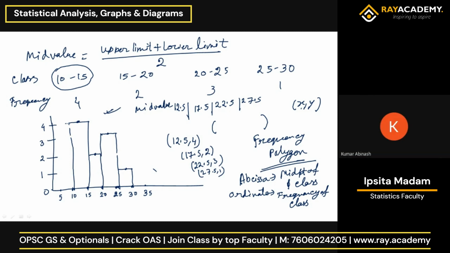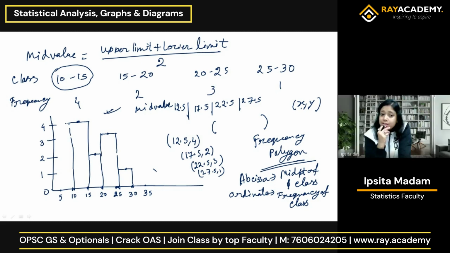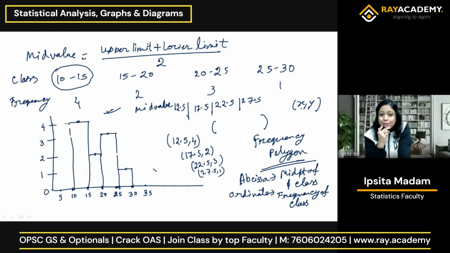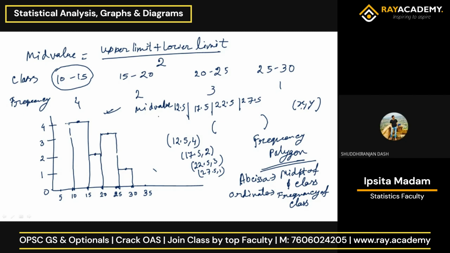5 to 10. Why not 0 to 10? No, ma'am, 5 to 10, ma'am. Its class interval is 5 actually. That's why. Very good. The class interval is 5. So we can't take 0 to 10. 10 to 15, 15 to 20. So maintain the same rhythm we take for 5 to 10. Clearly understood? Yes, ma'am. Okay.